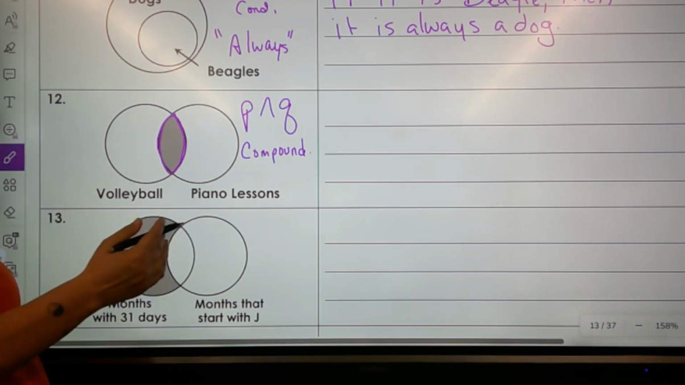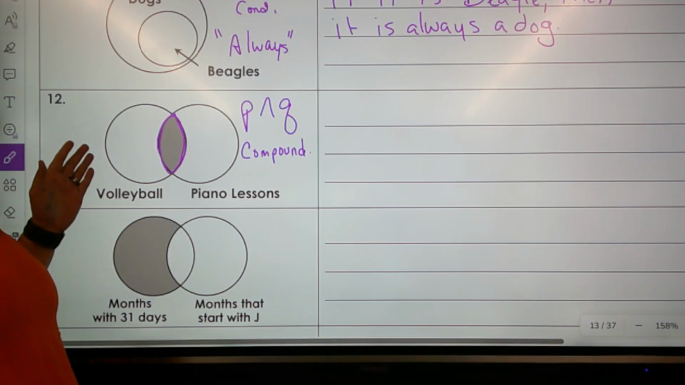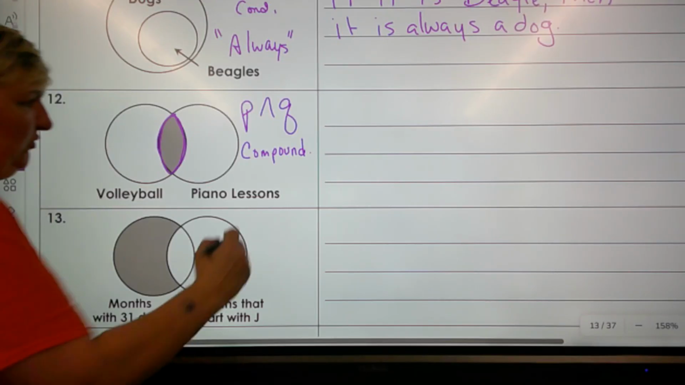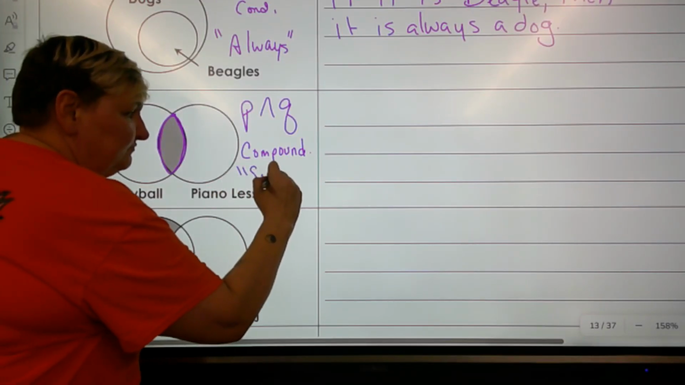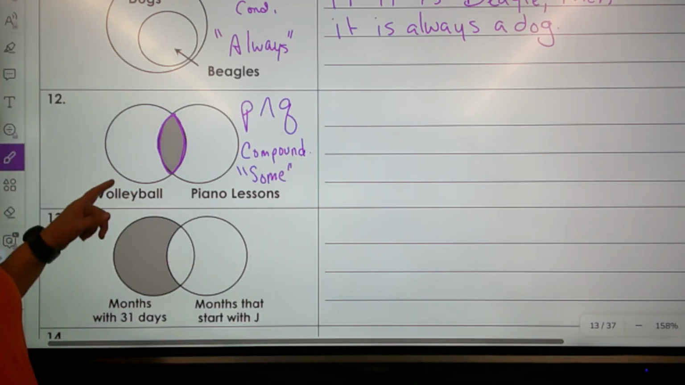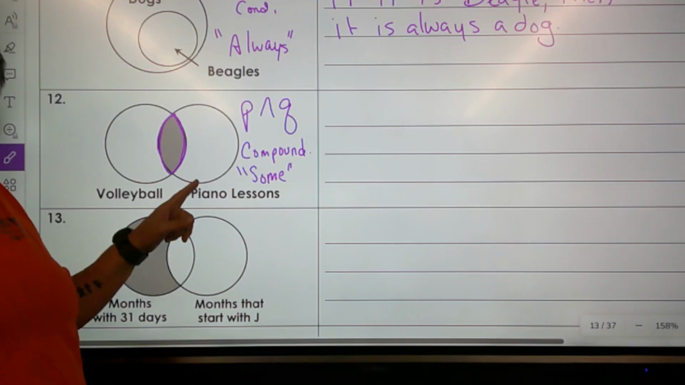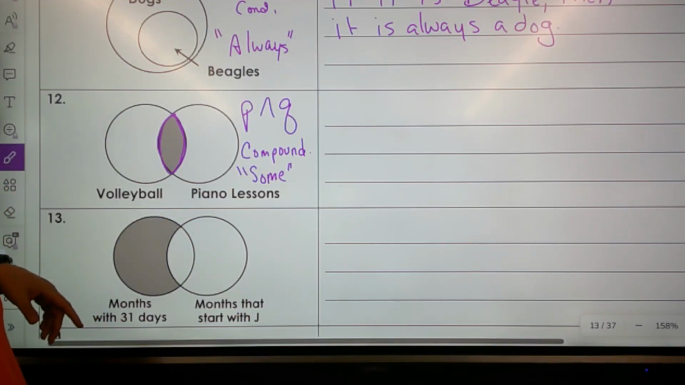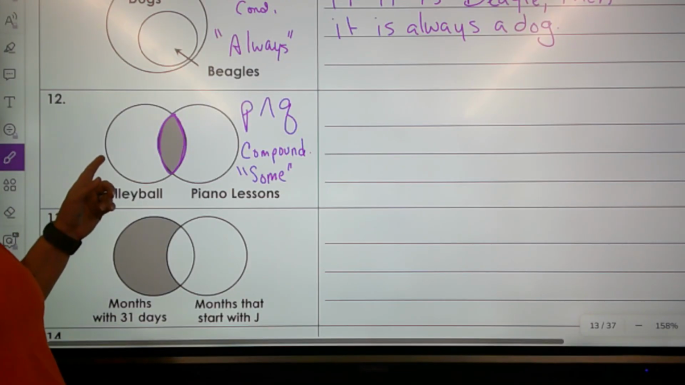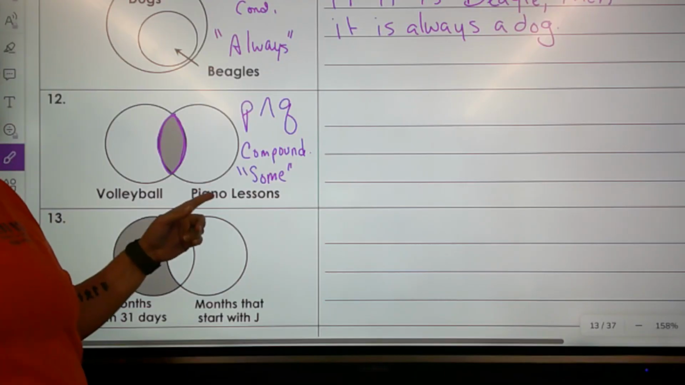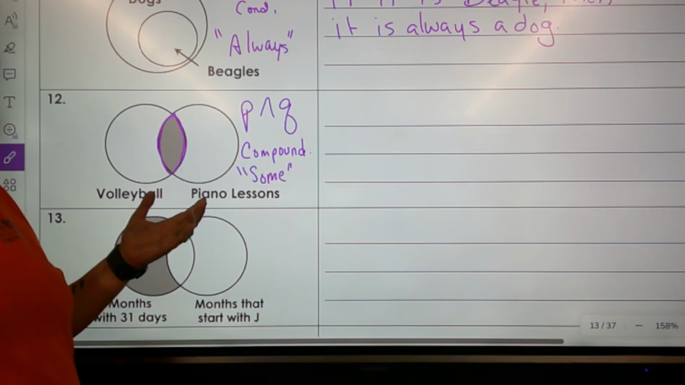So, however you want to word this. Some people who play volleyball, because that's our code word, some also take piano lessons. Or, let's see, people who play volleyball and take piano lessons. You see how I'm playing with the sentence?